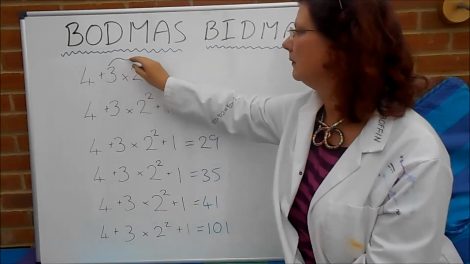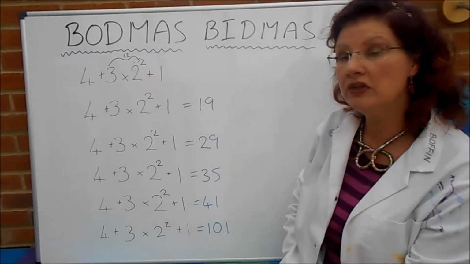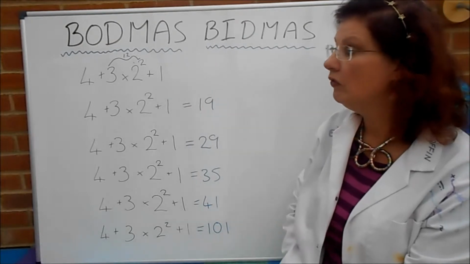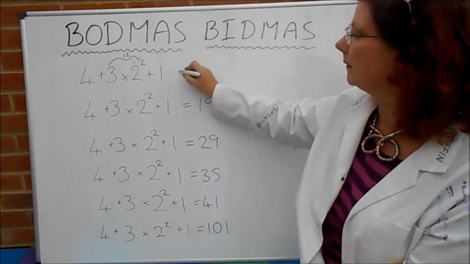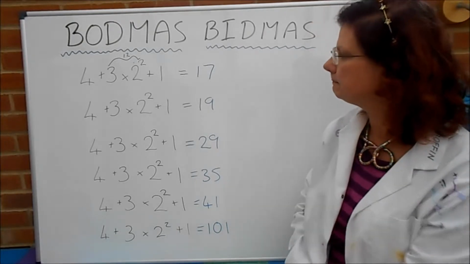So this bit here is 12. Next we're going to do the adds, and we've actually got 2 of them, so that's fine. We've got a 4 plus a 12 plus a 1. 4 plus 12 is 16 plus 1, 17. 17 is the answer to that.